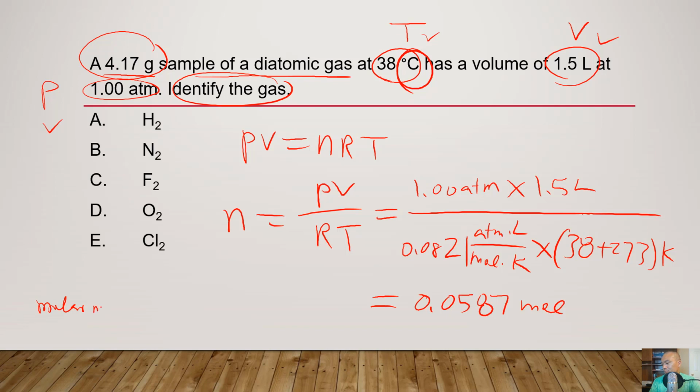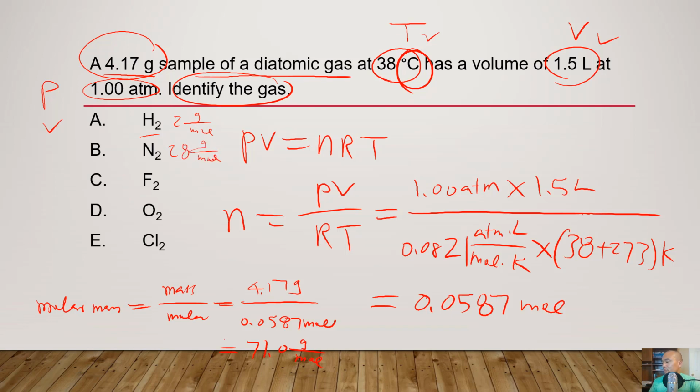We need to find out the molar mass so we can identify the gas. Molar mass is mass over moles. So mass is 4.17 grams divided by 0.0587 mole. This gives us 71.0 grams per mole. So we can calculate the molar mass for each gas over here. This molar mass is 2 grams per mole. And the second one is 28 grams per mole. Fluorine is about 38 grams per mole. Oxygen is 32 grams per mole. And chlorine is 71 grams per mole. So the identity of the gas is chlorine.